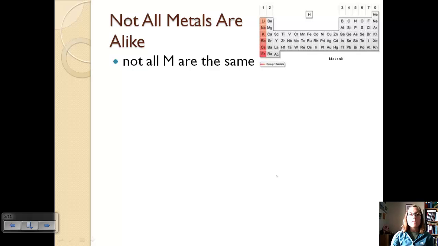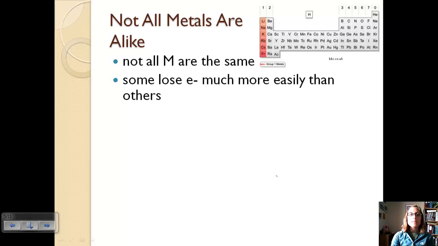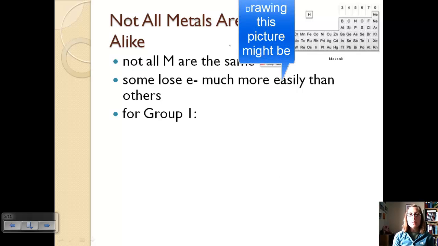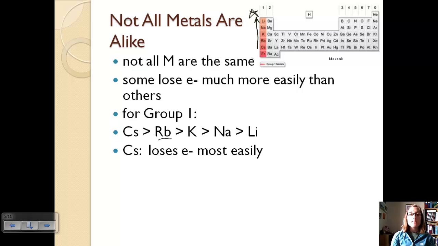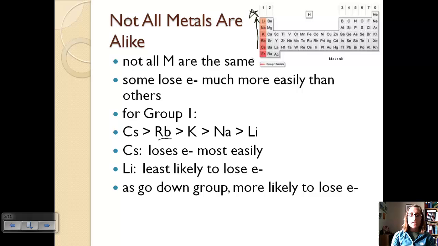Okay, well, not all metals are alike. Some will lose electrons much more easily than others. And so if we look at group 1, which is the one highlighted in red here, cesium will lose its electrons much more easily than rubidium, potassium, then sodium. Lithium hangs on to its electrons the most. As you can see, this trend goes this direction. So cesium loses its electron most easily, and lithium is least likely to lose an electron. So what this means is that as we go down the group, they're more likely to lose electrons.